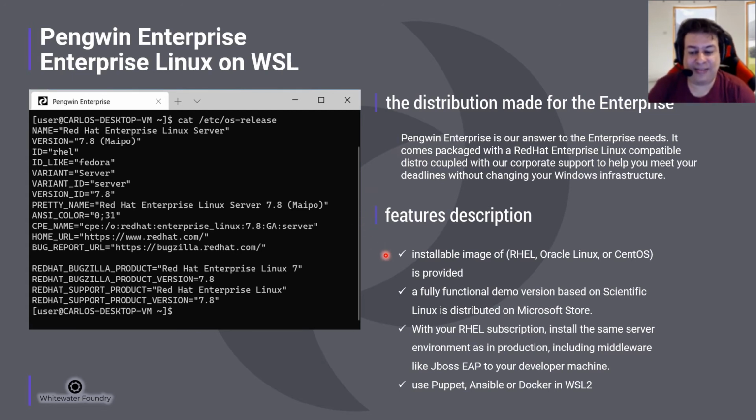We provide an installable image of Red Hat or Oracle Linux or CentOS, and a fully functional demo version based on Scientific Linux is distributed in Microsoft Store. With your Red Hat subscription, you can install in the same server environment as in production, including middleware like JBoss EAP, on your developer machine. Also, you can use Puppet, Ansible, or Docker in WSL too.